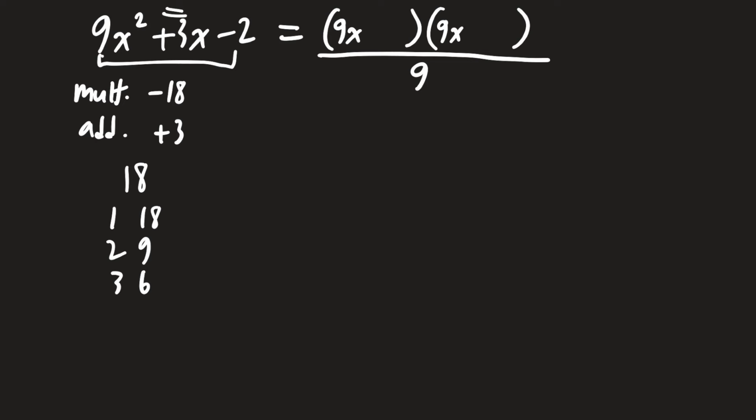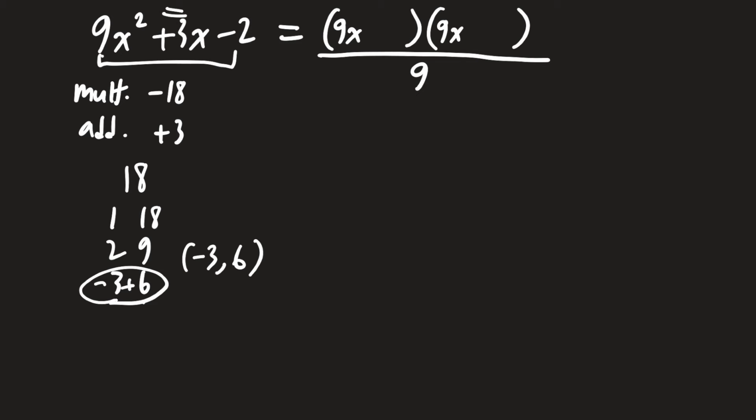And I want to make sure that they multiply to negative 18 and add to positive 3. Oh, 3 and 6. If 6 were negative, then 3 times negative 6 does give you negative 18, and 3 plus negative 6 gives you negative 3. Oh, what if I were to switch the sign and say negative 3 and positive 6? Well, negative 3 times positive 6 still gives you negative 18, and negative 3 plus 6 does give you positive 3. So this is the pair that we want.